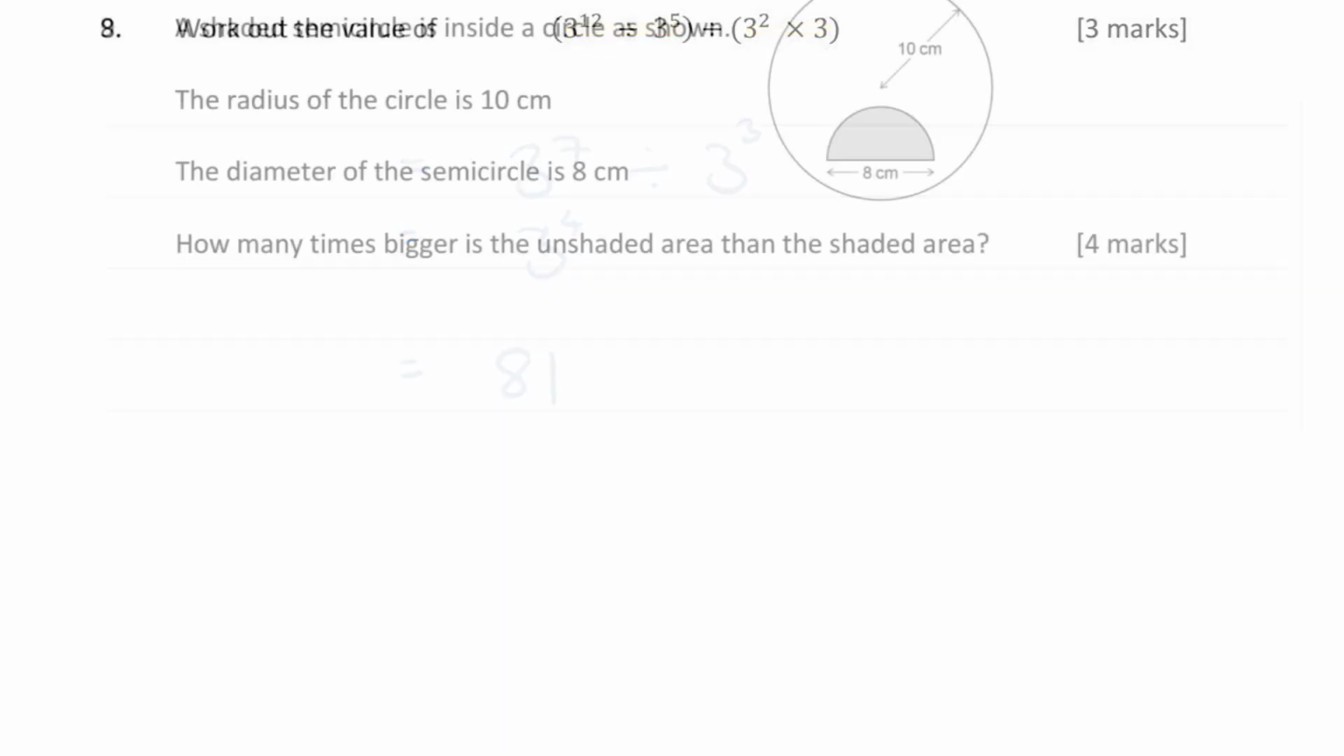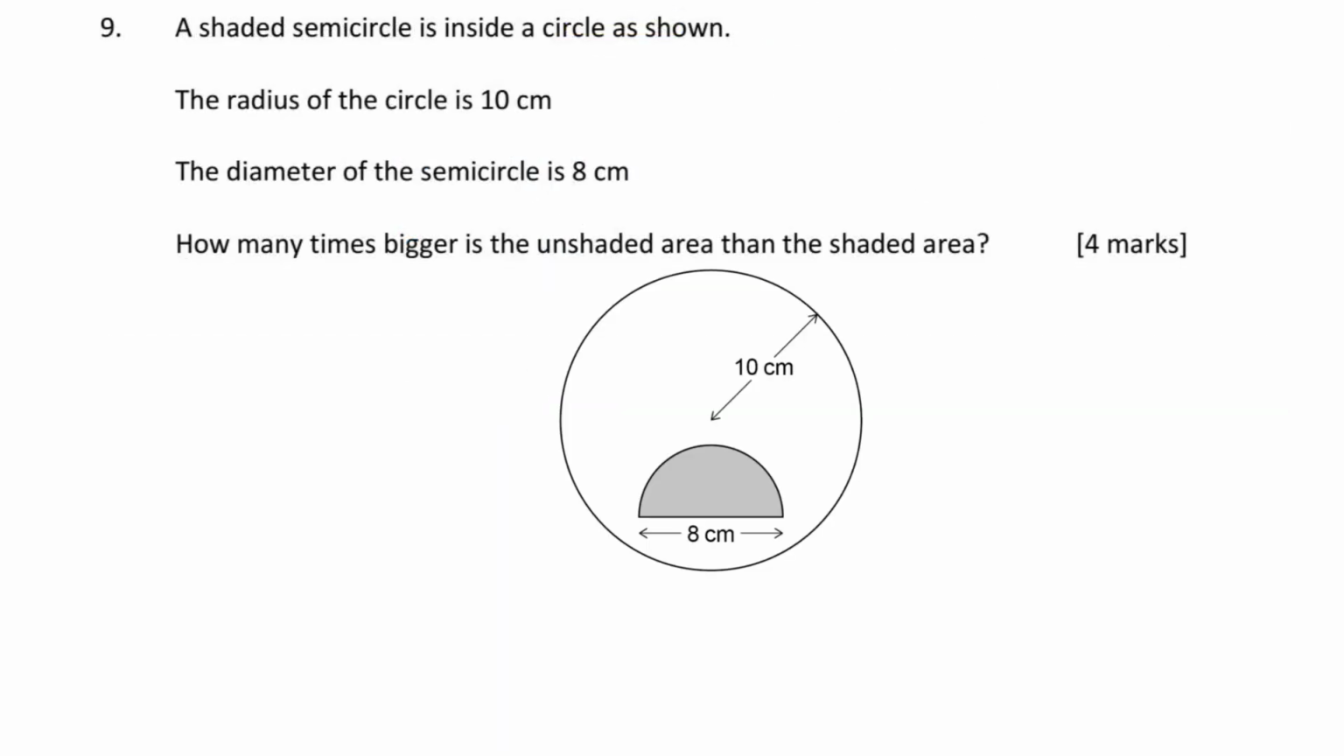Okay, done. Question 9. A shaded semicircle is inside a circle as shown. The radius of the circle is 10 centimeters and the diameter of the semicircle is 8 centimeters. How many times bigger is the unshaded area than the shaded area? Okay, so let's work out the shaded area first. Shaded. Okay, that's this bit here, isn't it?